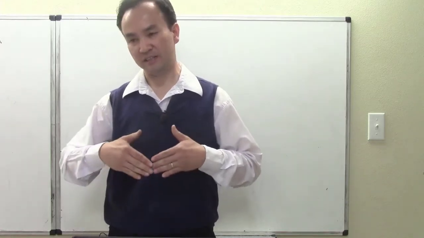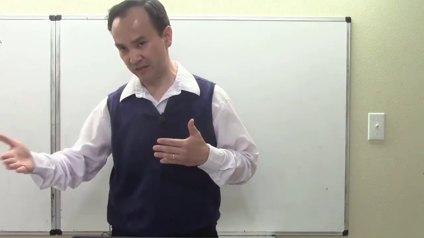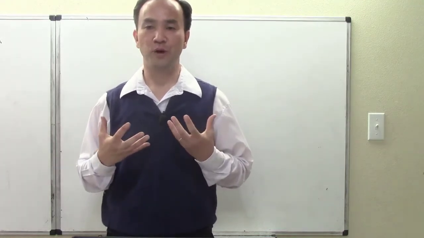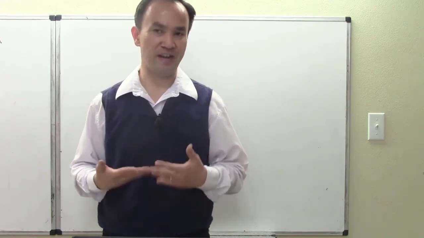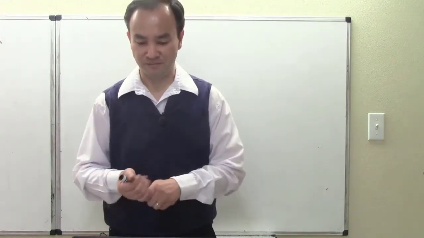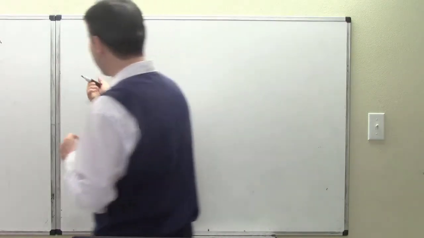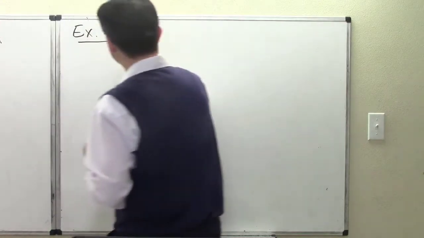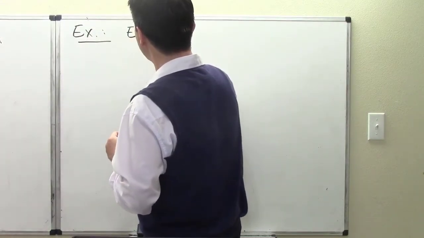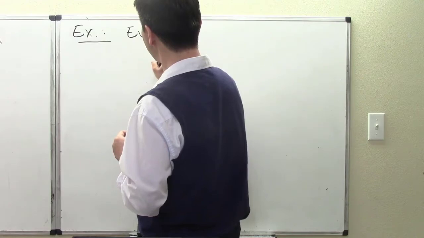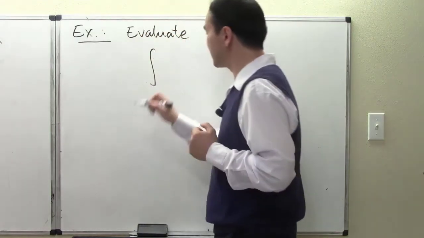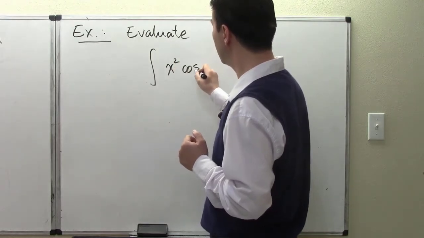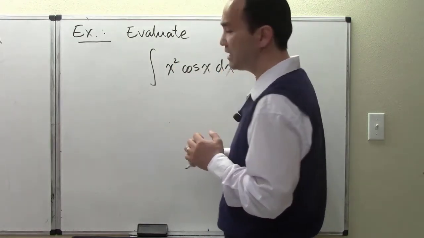And then again, along the way or at the end of the video lesson here, I am going to introduce what's special about this particular example that I brought up. Okay, so let's get to it. The example we're looking at here is: let's evaluate the indefinite integral of the function x squared times cosine of x dx.